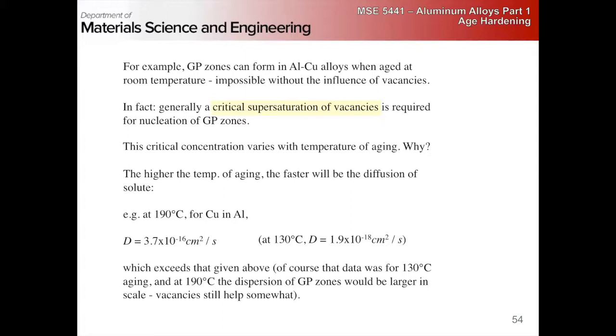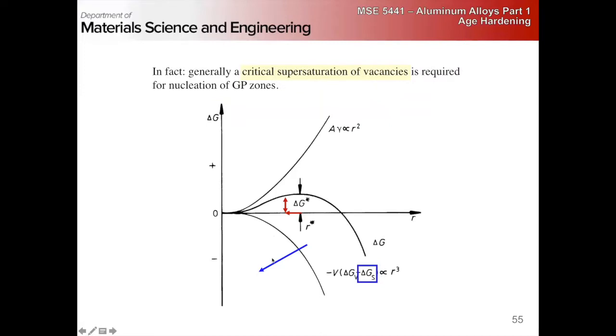So diffusion at 190 is higher. At 130, our diffusivity of copper in aluminum is 10 to the minus 18, but if we have a lot of vacancies, we can boost this up to 10 to the minus 16. But at 190, we're already at that 10 to the minus 16, just a factor of 2 relative. So we have easier diffusivity here. So the aging temperature comes into play a lot.